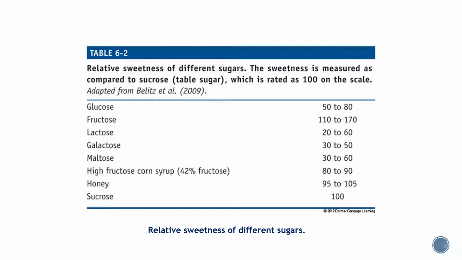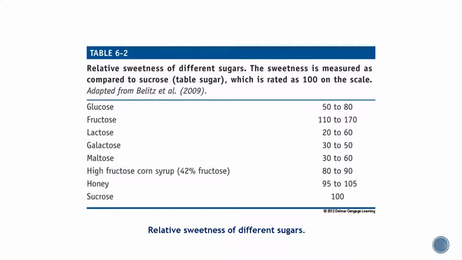So what does that mean? And again, this is rated on a scale of 100. Okay, what does that mean? I want you to now look at honey. Okay, 90 to 105. Now, honey is natural, right?